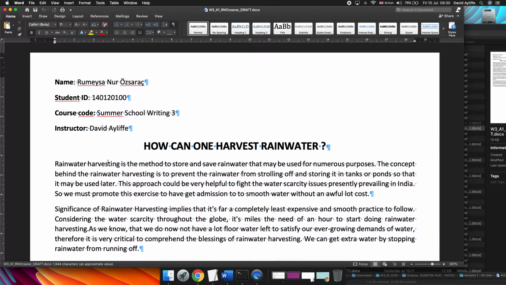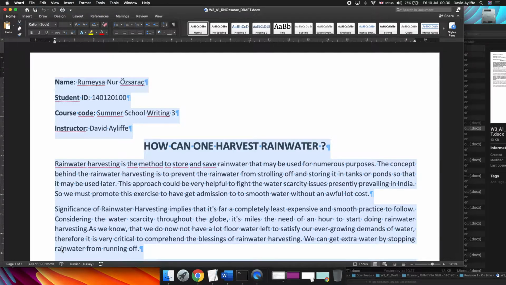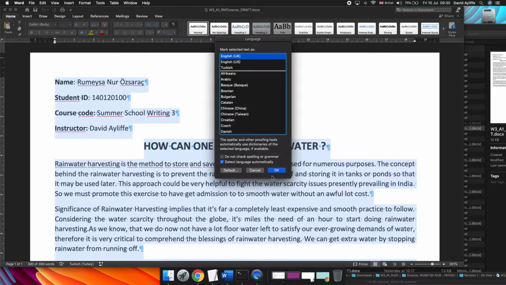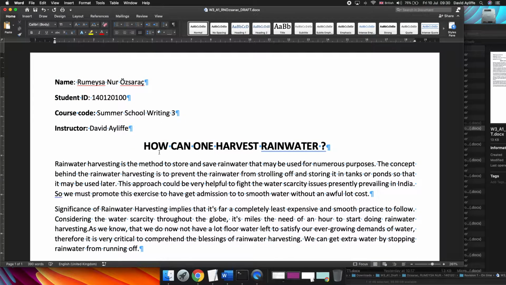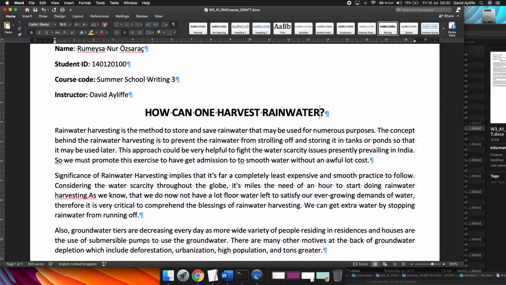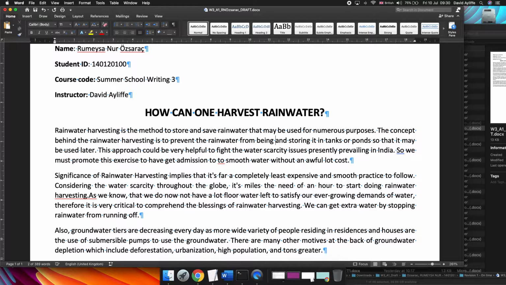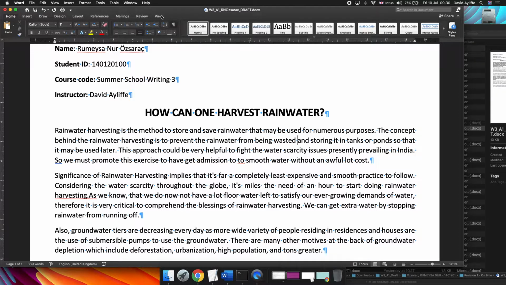Okay, Ramesa. Another problem with the dictionary. How can one harvest rainwater? Very nice question, Ramesa. Rainwater harvesting is a method to store and save rainwater. The concept behind rainwater harvesting is to prevent it from strolling off. Rainwater doesn't stroll off, okay? My children stroll off, yeah? To prevent the water from being wasted.